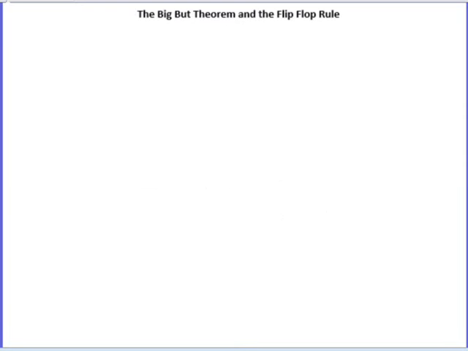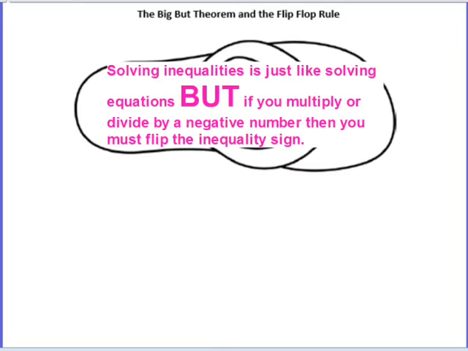When we go to solve inequalities, we have two important things that we need to remember: the big but theorem and the flip-flop rule. Now, the big but theorem is not an actual theorem. You won't find it in a math textbook. I just made it up as a way to remember. Solving inequalities is just like solving equations. You're going to do the exact same thing with the opposite operations. But, and it's a big but, if you multiply or divide by a negative number, then you must flip the inequality sign.